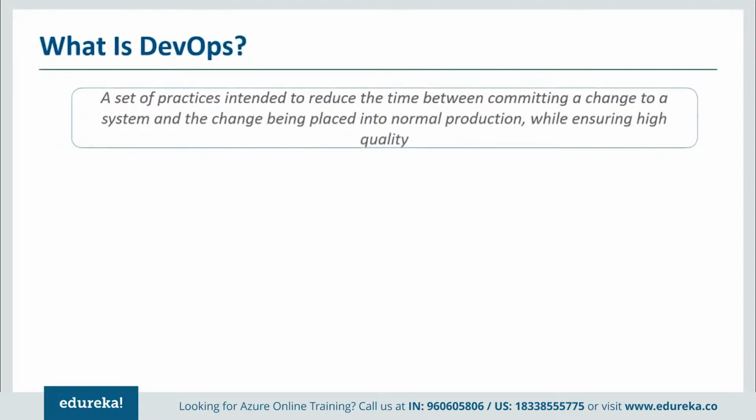All right, so from a definition perspective, DevOps is a set of practices intended to reduce the time between committing a change. So let's say you are building an application. If you commit a change, taking this change to production is a very long process. But DevOps can help you reduce the overall time between committing a change and taking it to production, and provide you a standard set of practices that makes your deployment very, very smooth.